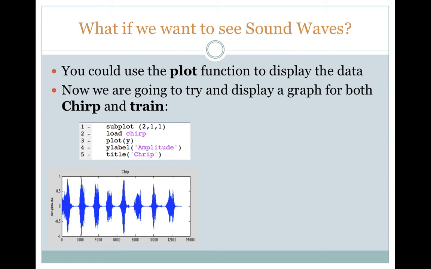And that's what chirp sounds like, that's what chirp looks like, and this is what chirp sounds like. As you can see, it sounds the way it looks. Next we're going to do train. Now train is the same thing. You load train and then you plot train. You can change the labels and everything. I did it to make it easier. This is what it sounds like and this is what it looks like.